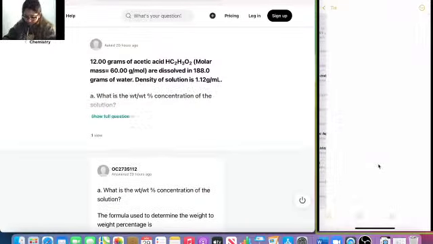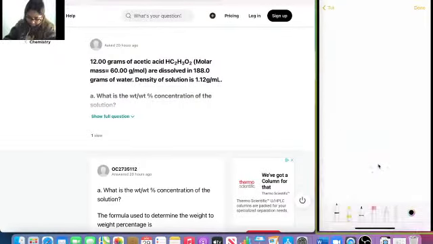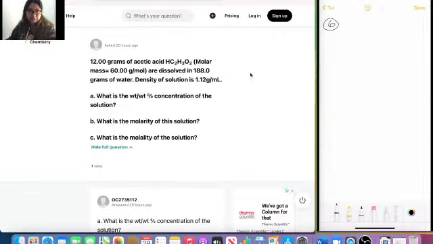And so our next question here says, we have 12 grams of acetic acid. The molar mass is given as 60 grams per mole, dissolved in 188 grams of water, and the density of the whole solution is 1.12 grams per milliliter. And A says, what is the weight to weight percentage concentration of the solution?